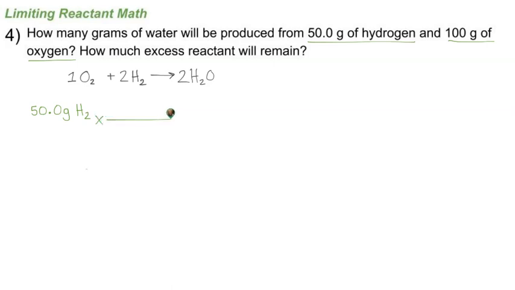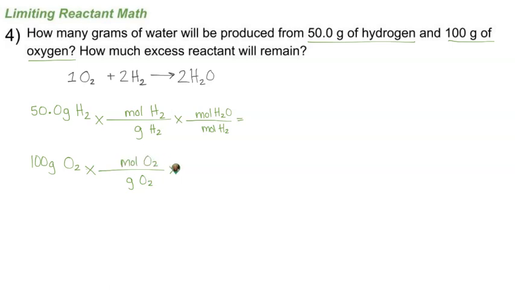We will start by converting our grams of H2 to moles of H2. Then we can take our moles of H2 and convert it to moles of product, so moles of H2O. And then we'll do the same thing for the 100 grams of oxygen. We'll take our grams of O2 to moles of O2, and then we'll take our moles of O2 all the way to moles of H2O. So now we just need to fill in some numbers.